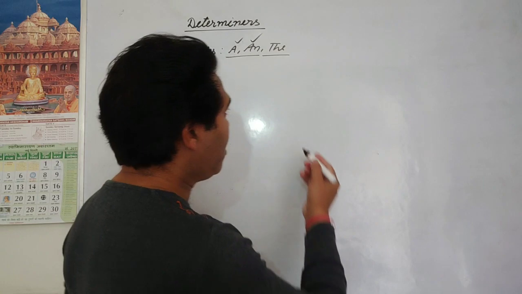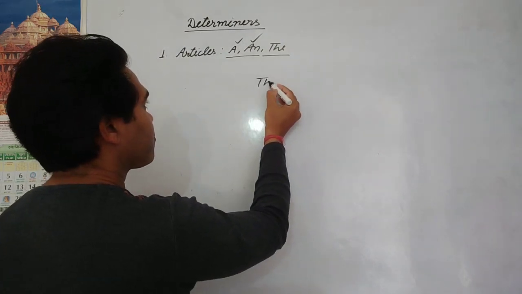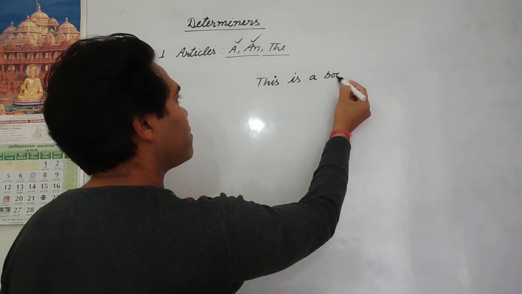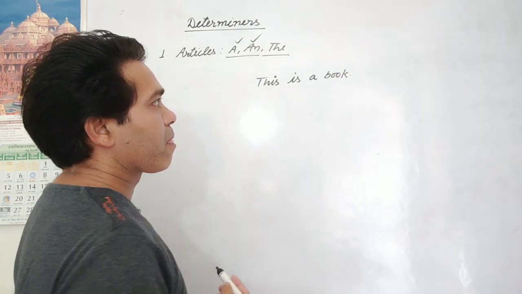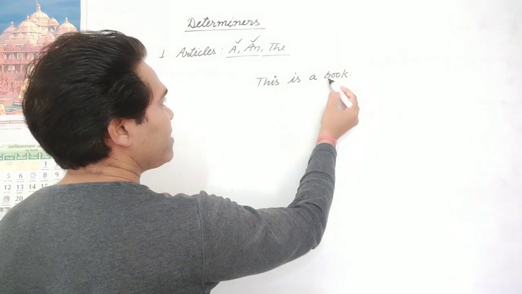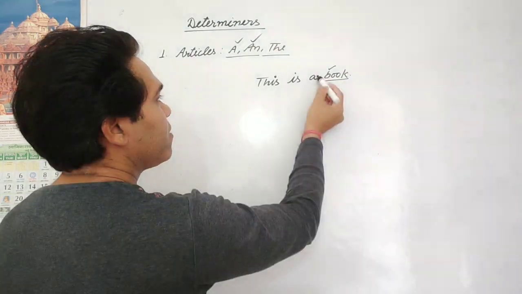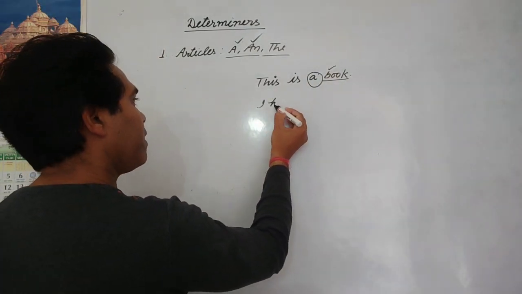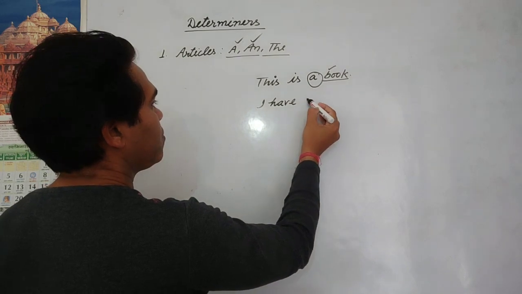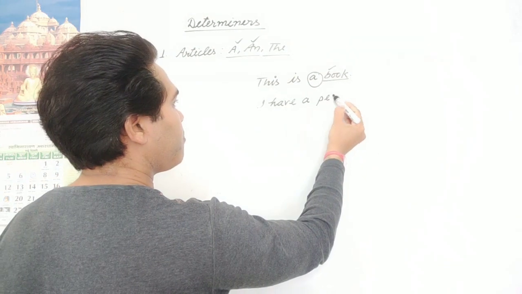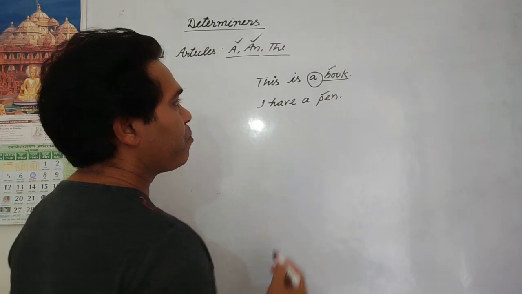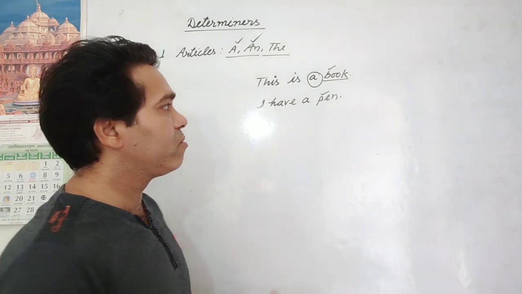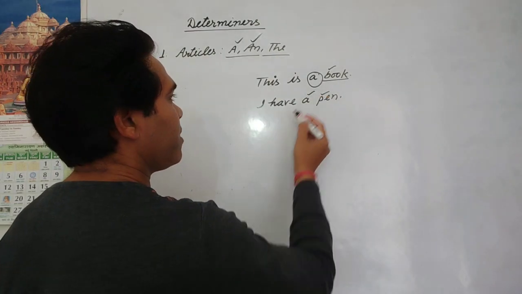Okay, how? This is a book. Is it clear? You can see B is a consonant, that's why we have used a here. I have a pen. You can see P is a consonant and we get the sound of a consonant also. That's why we have used a.